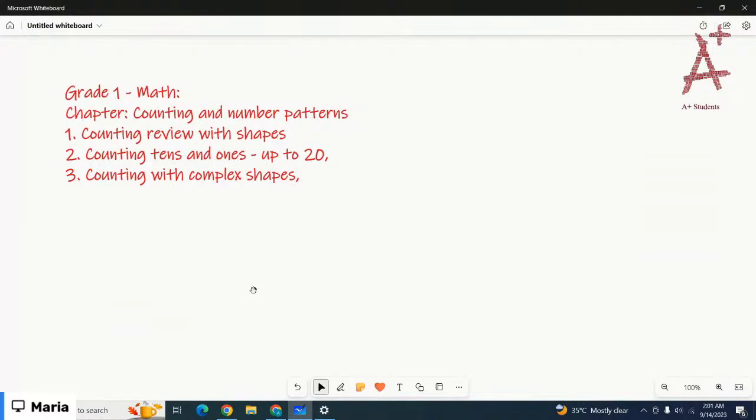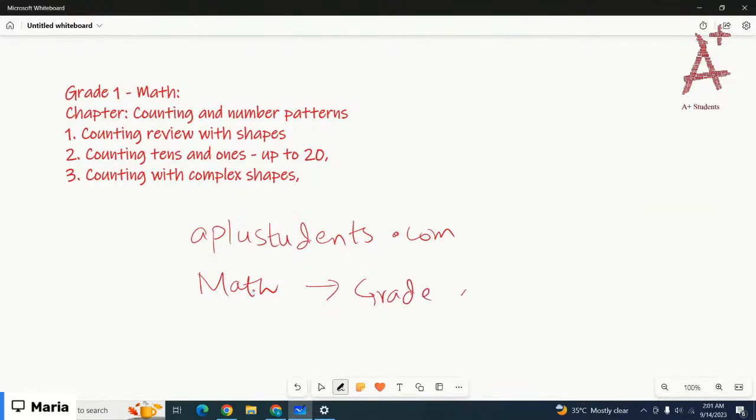So you can find all the lessons on aplusstudents.com. You have to log in there using your email address and password as provided by the administrator. Then you have to select math from the subject tab. Scroll down to grade 1 and then click on view all lessons. So there you can find a list of the chapters.